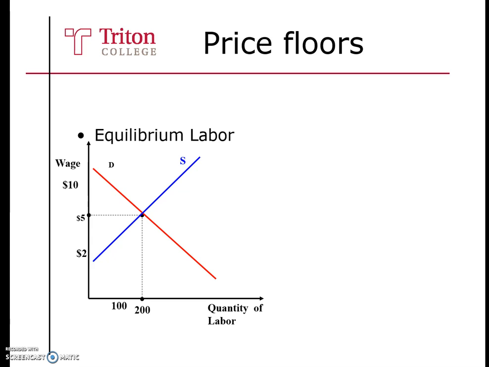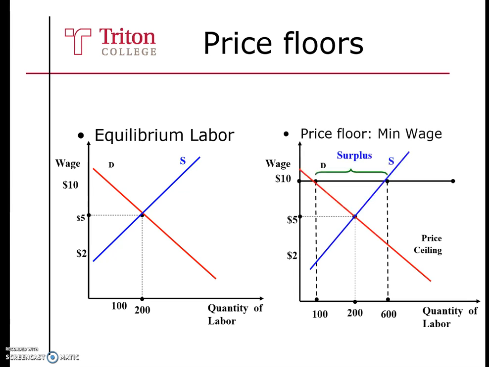And let's assume the government realizes that $5 an hour is too low and decides to implement a price floor. On the right-hand side of the graph, you see that there is a price floor of $10. The government steps in and enforces a $10 minimum wage.